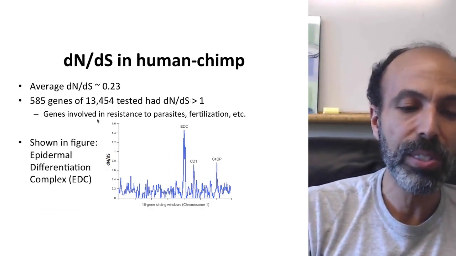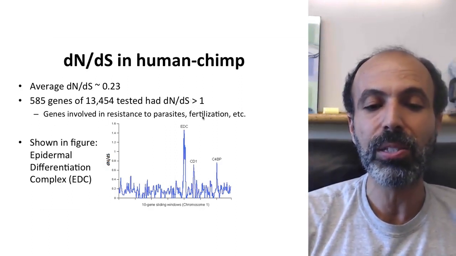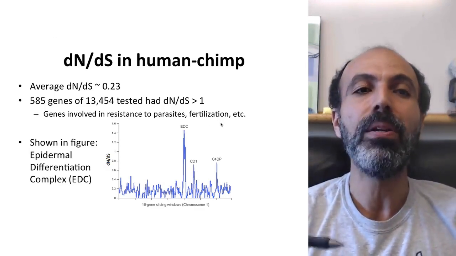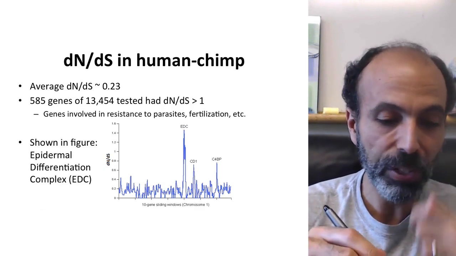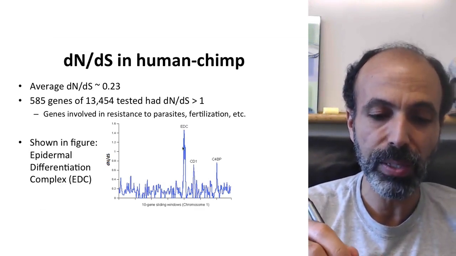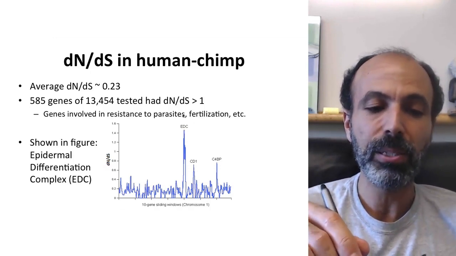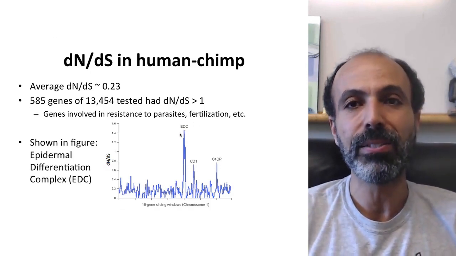These are often genes involved in resistance to parasites or fertilization. These are ones that you would expect to undergo rapid recurrent evolution. And this figure just shows you a sliding gene window, and you see these little peaks here. For example, the epidermal differentiation complex seems to be associated with a very high dN/dS value.